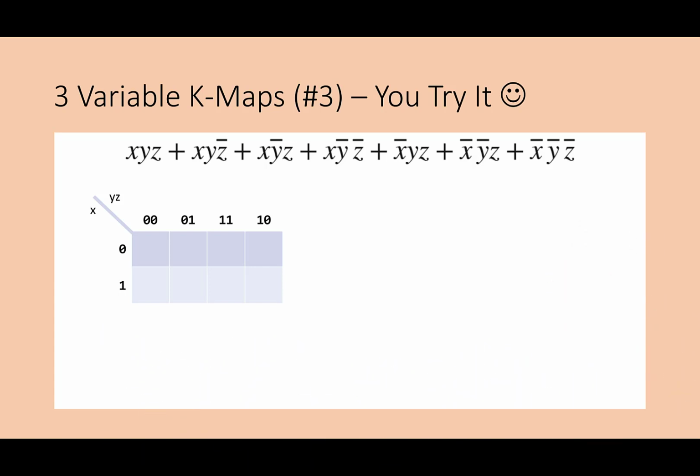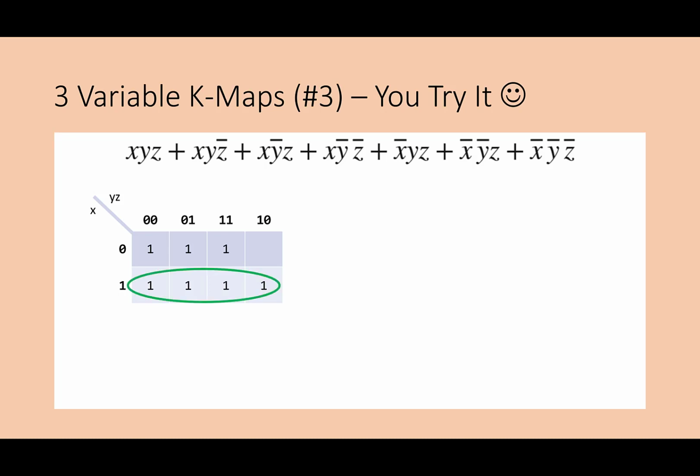All right, let's check it out. First up, let's put in the values, right? That's XYZ, XYZ bar, X, Y bar Z, X, Y bar Z bar, X bar YZ, X bar, Y bar Z, and all 3 bars, X bar, Y bar, Z bar. This is a big one, right? It's pretty big. So hopefully you found the good juicy circles, right?